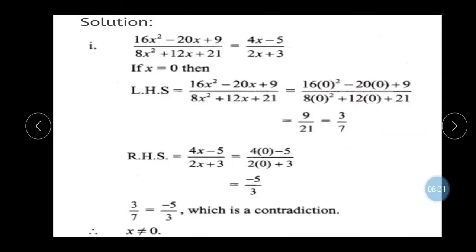Now similarly we will substitute the value of x in the RHS. RHS is equal to 4x minus 5 upon 2x plus 3. Substituting the value of x as 0, we get 4 into 0 minus 5 upon 2 into 0 plus 3. Any number multiplied by 0 we get 0. So what remains is minus 5 upon 3. Now 3 upon 7 equal to minus 5 upon 3 is a contradiction. They are not equal. Therefore, x is not equal to 0.